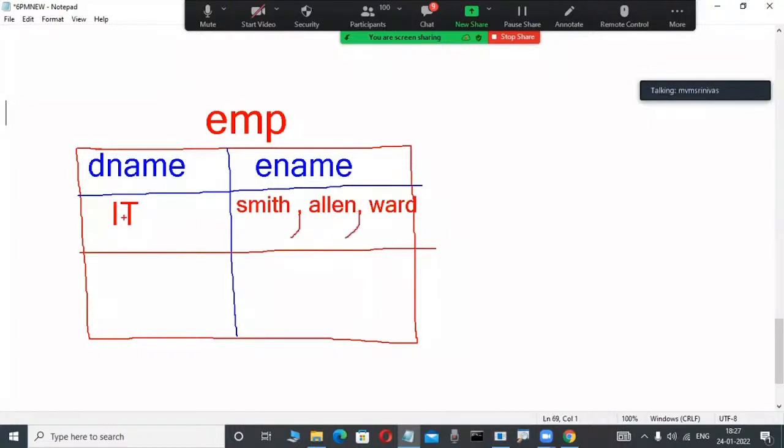Maybe IT is a department. In that department, Smith, Allen, Ward are working. Again, another department is there. What is the department? HR department is there. In the HR department, one employee is working. My name, for example, Murali is an employee working. For example, I am a programmer in my project. Suppose in an Oracle project I am working, that is a relational data model product. The data is represented in the format of tables.